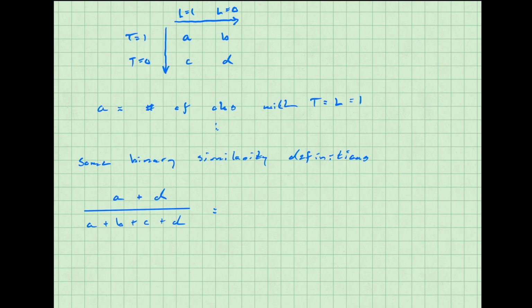A and D are counting up all of the observations that had both t and L equal to each other. And the denominator here is just all the observations. So this is the probability that L is equal to t. Sometimes this is used as a similarity measure. And this has a name. It's called an association coefficient.